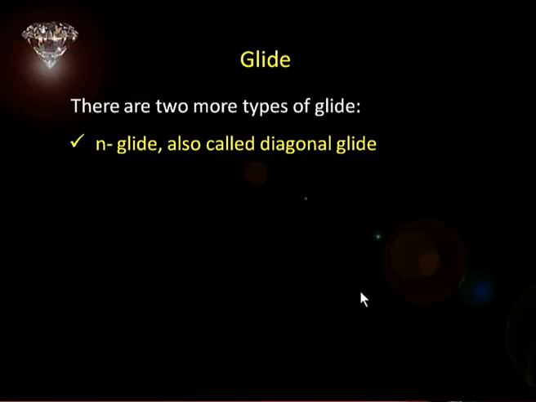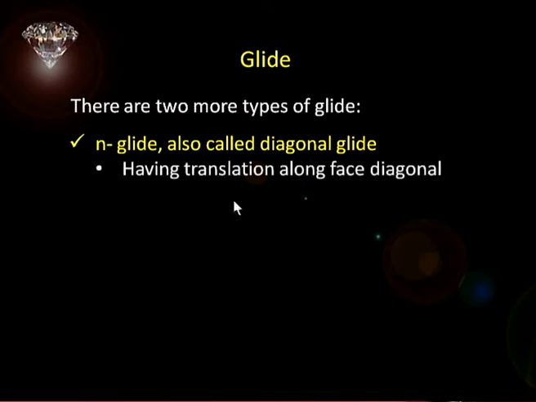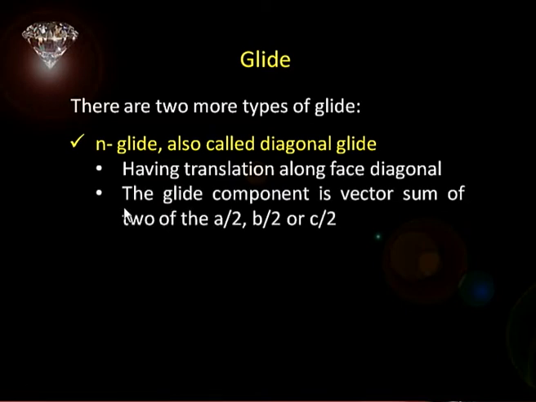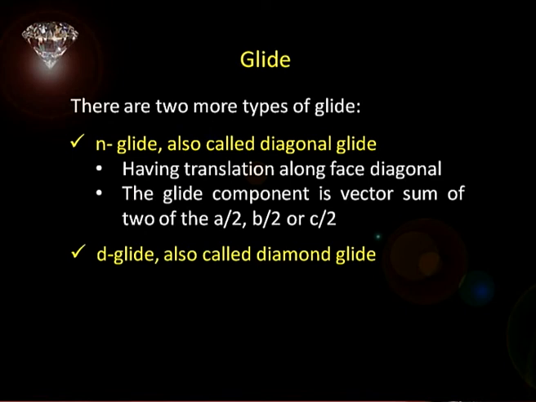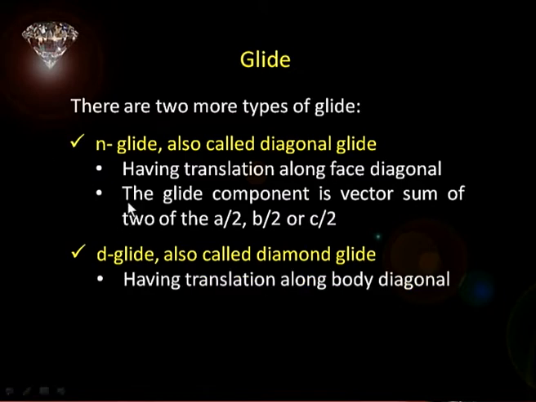In addition to axial glides, we also have 2 more types of glides. One is called an N glide, which is also called a diagonal glide. This actually has a translation along the face diagonal. The glide component in this case happens to be the vector sum of any 2, that is, out of the 3, a by 2, b by 2 and c by 2, the sum of any 2 of these will give you the translation component. And another third type of glide rather is D glide, which is also called diamond glide, which is similar to what we have here of N glide.